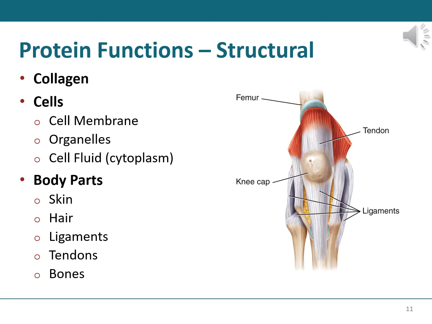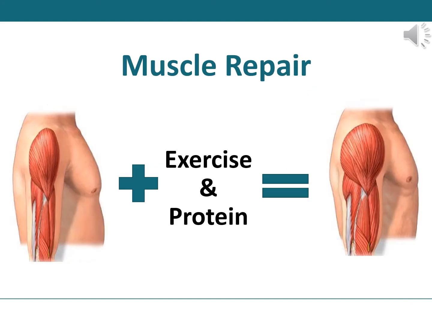Protein, first of all, is a component of collagen, which is the main structural component of all tissue and bones in the body. Protein also plays a role in cell structure, and it's also a main component of body parts. And that includes things like skin, hair, ligaments, tendons, bones, obviously muscles, but also those other things as well.